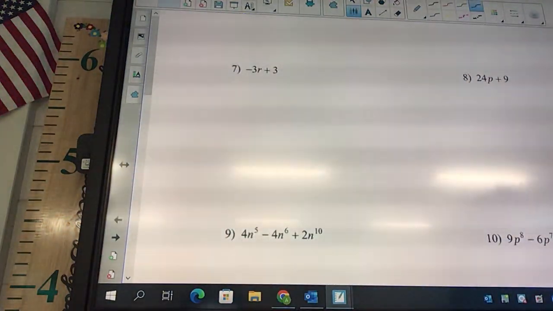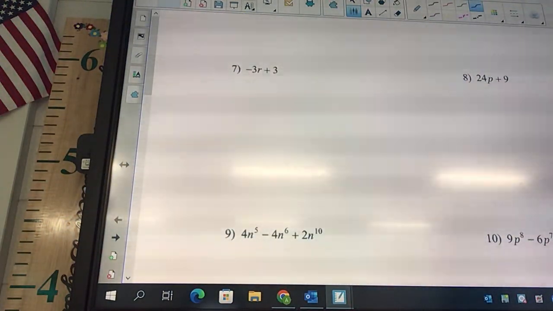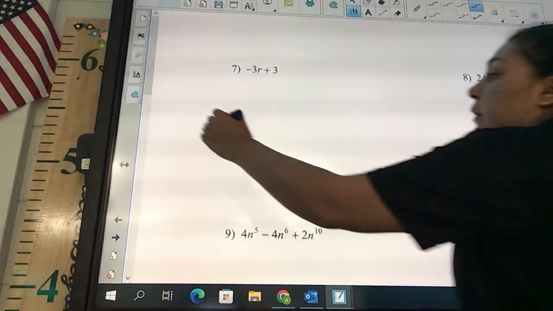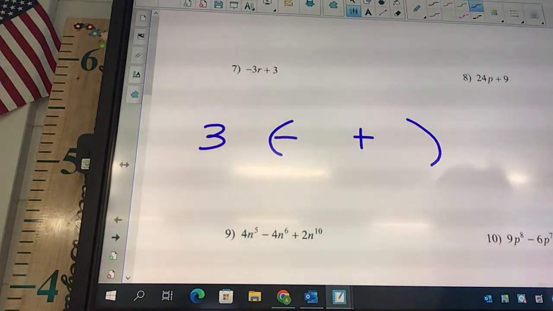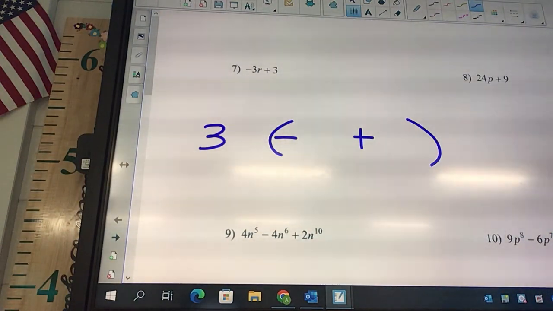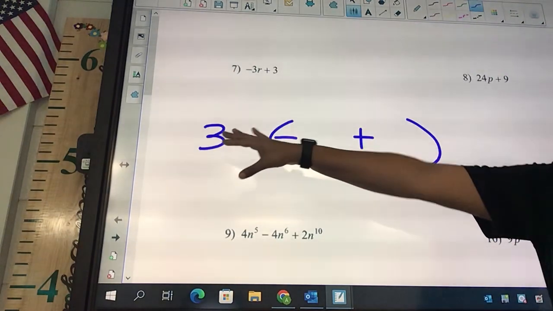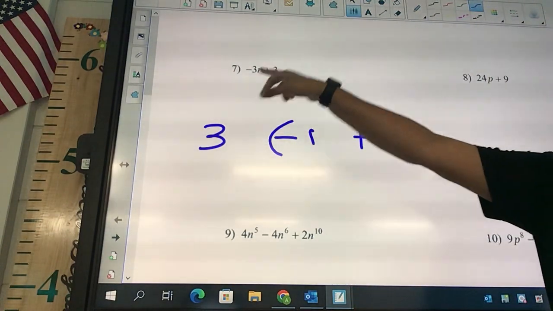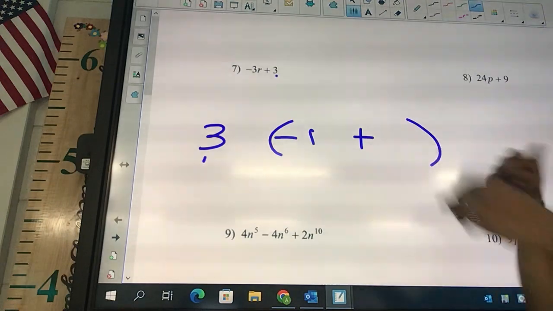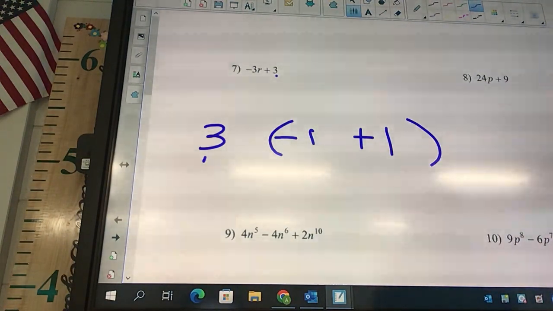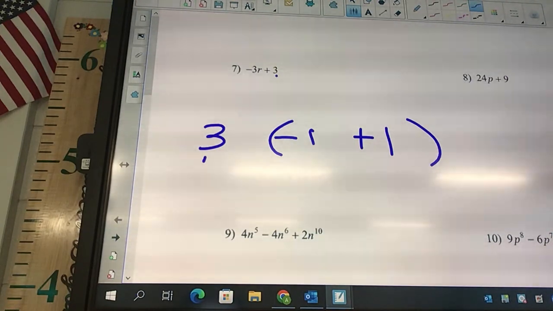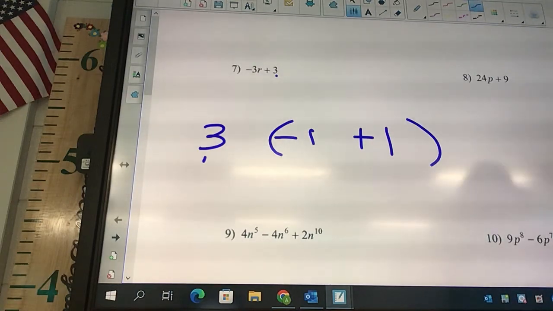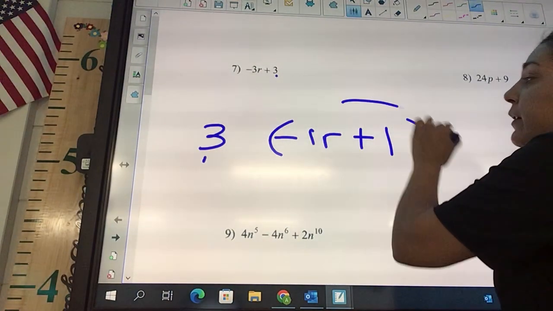Okay, look at 7. What's the biggest number I can take between 3 and 3? 3. We're going to put our signs back. Okay, 3 divided by 3, 1. Okay, 3 divided by 3 is 1. How many r's does the first guy have? 1. Second guy? None. How many can I take? None. Okay, so it's just going to go back in there.